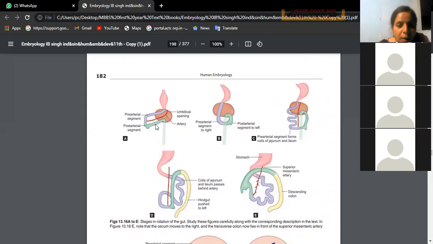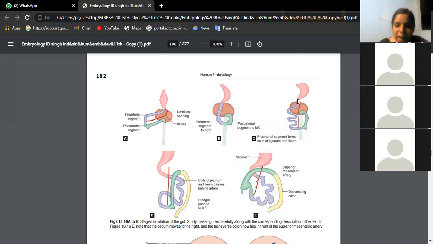See here, this is pre-arterial segment which is shown in blue color. Learn all these steps like this only, one by one. So initially, we are finding pre-arterial segment was above the artery, post-arterial segment was below the artery. Now in the second picture, artery is not shown, but pre-arterial segment seems to lie on the right side of the artery. Pre-arterial segment is on right side of the artery, post-arterial segment is on left side of the artery.